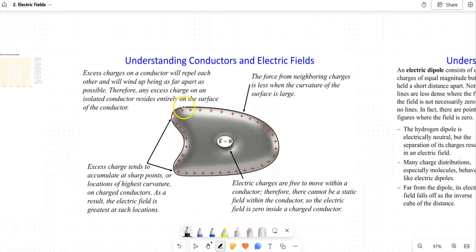So where these little positives are built up is because their neighbors are really shoving them together, right? And when it's nice and not as rounded, it's got a gentle slope to it, the positives or the negatives will be much further apart from each other, okay?